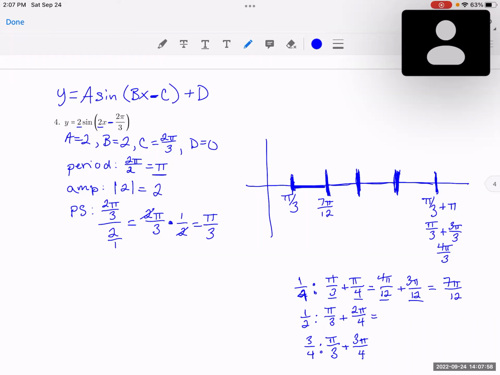Again, to add these together, you need a common denominator. So I'm just going to go through these really quickly. Hopefully this will make sense. Just get a common denominator here, and add these together. That's 10 pi over 12, which reduces to 5 pi over 6. So that's my halfway point right here.